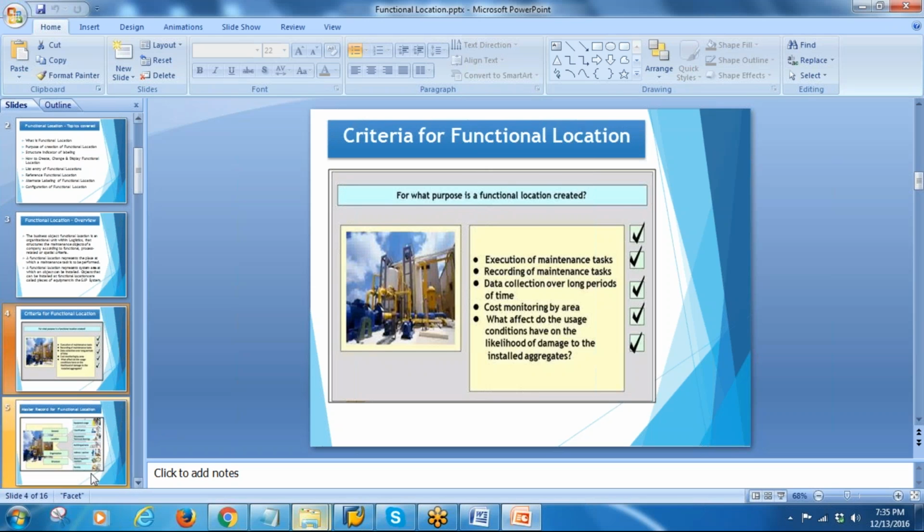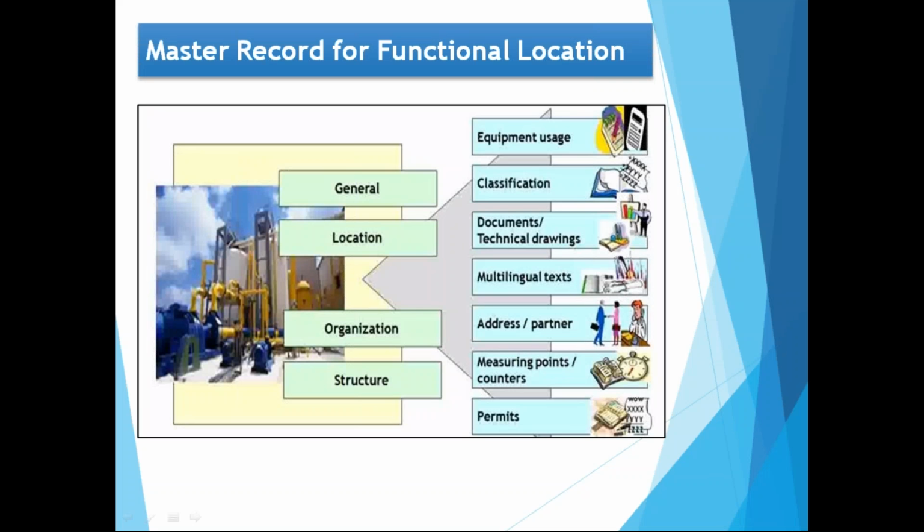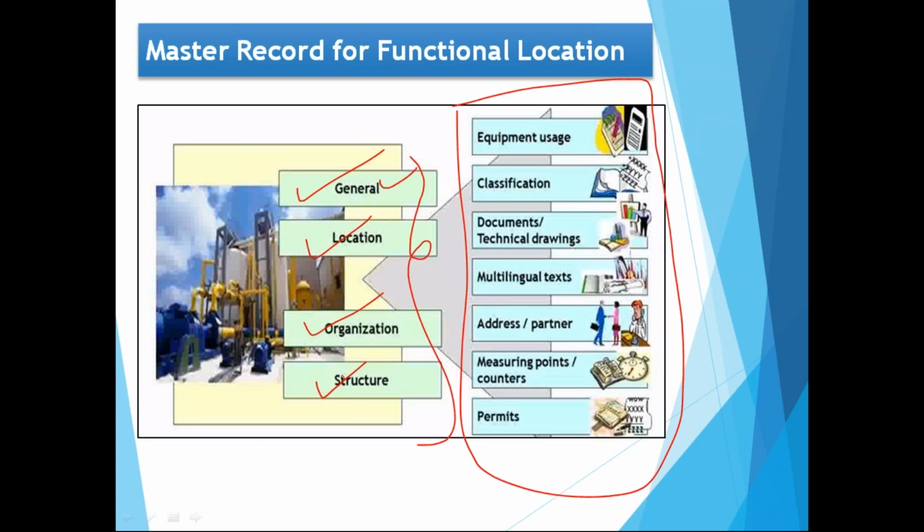Now what data will you be maintaining in the functional location? Normally in the functional location you will be maintaining some general data. We'll see it in the system. You will maintain some location data, that means where this functional location is located, and some organization related data, and some structure related data. These are the data you will be maintaining in the functional location. We'll see it in the system.